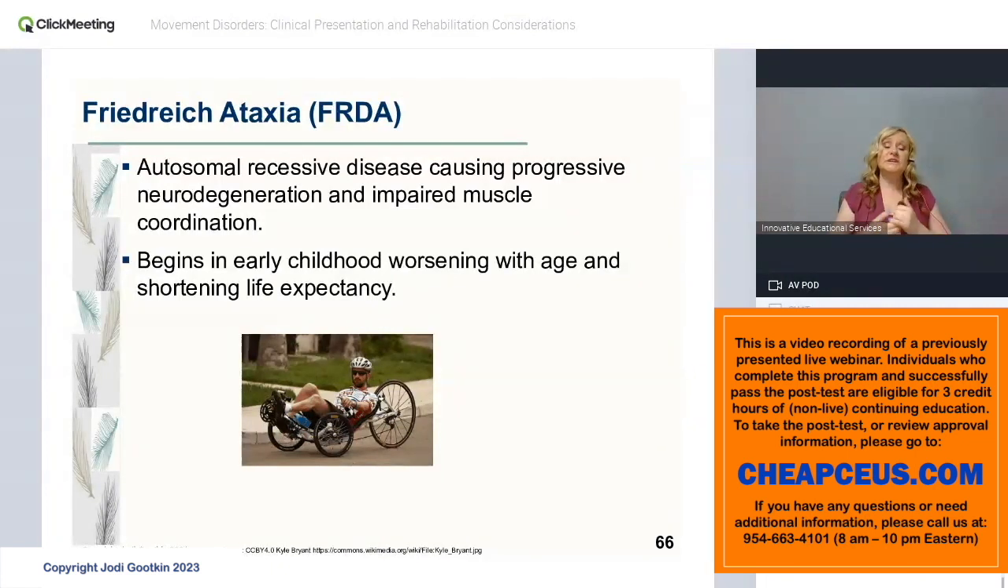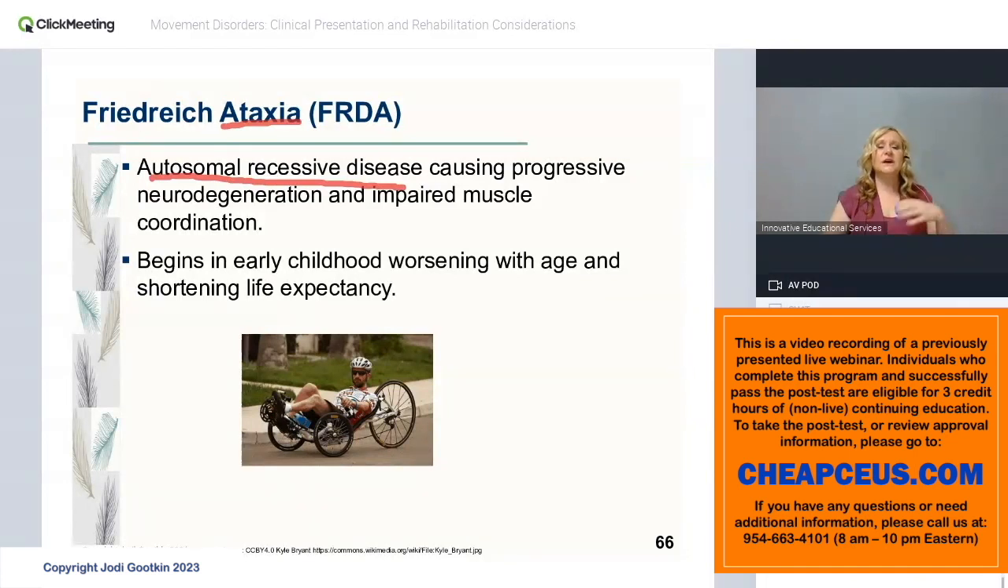Individuals with Friedreich's ataxia, ataxia being in the name, have cerebellar involvement. This again is a genetic condition. It's autosomal recessive. It is also progressive, just like the other conditions that we have discussed. It was discovered back in the 1860s and is named for Dr. Friedreich, a German doctor who discovered it. It is the most common form of hereditary ataxia in the United States. I treated one patient with it a long time ago, so you may or may not encounter it, but it's important to know these conditions when we do.